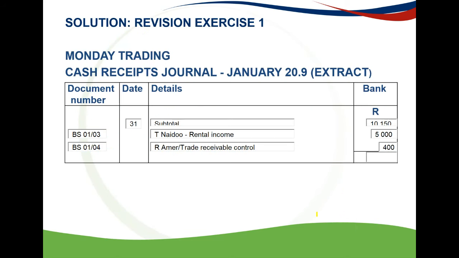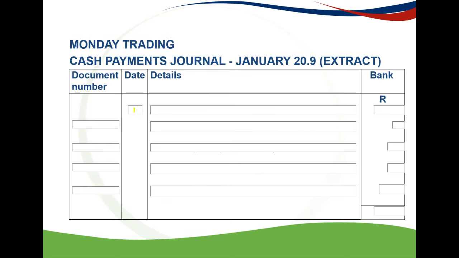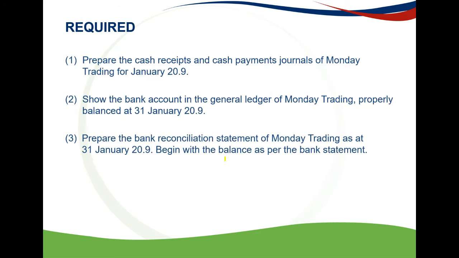So when we start our cash payments, I'm going to start with the subtotal. And when we add up our cash payments journal before all these entries, it came to 12,200. Now we must record all those transactions that are reflected on the bank statement, but must still reflect on the cash payments journal. So we will go back.